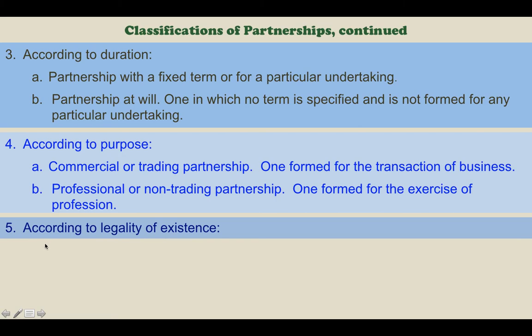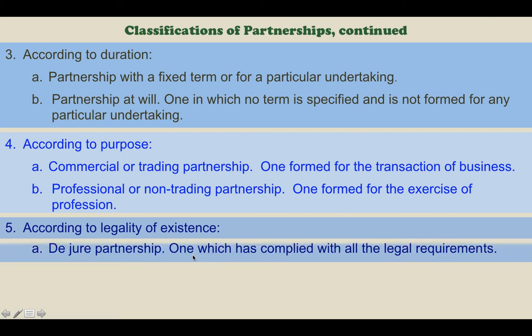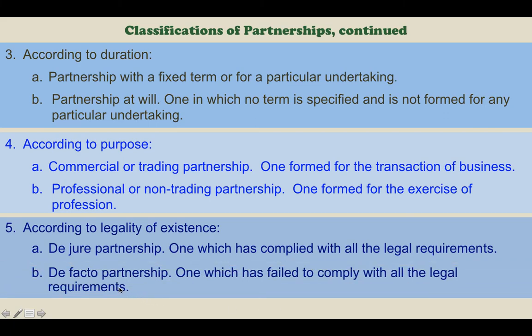And next, a classification according to legality of existence. De jure partnership, it means that the partnership has complied with all the legal requirements. And de facto partnership, in this partnership, the partnership has failed to comply with all the legal requirements. De facto means there is a defect. Okay?